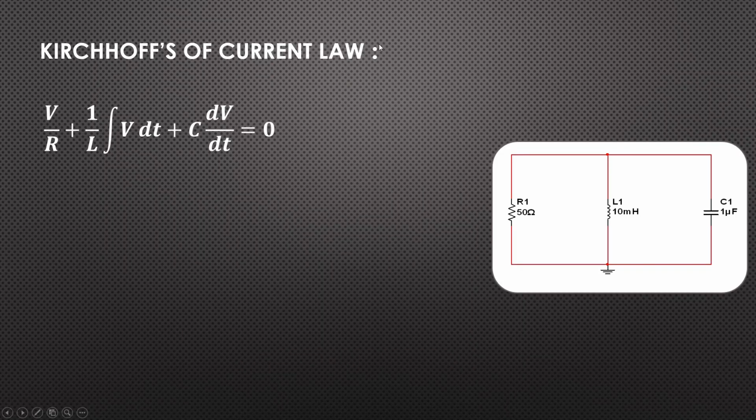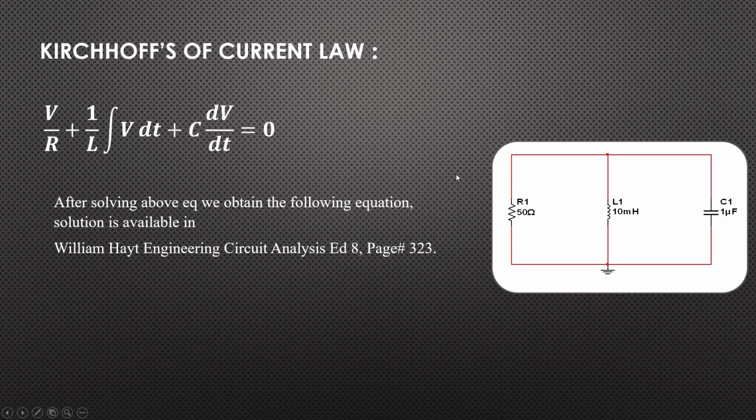As you can see, all three components, resistor, inductor and capacitor, are connected in parallel. So we can apply Kirchhoff's current law in the circuit: V upon R plus 1 upon L integral of V dt plus C dV upon dt is equal to 0. After solving the above equation, we obtain the following equation, and its solution is available in William Hayt, Engineering Circuit Analysis, 8th edition, page number 323.